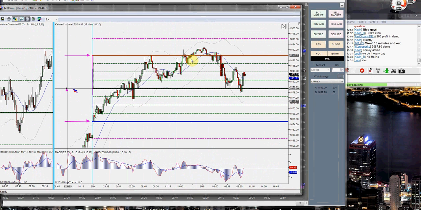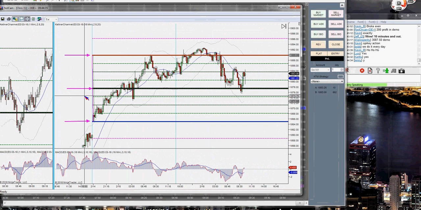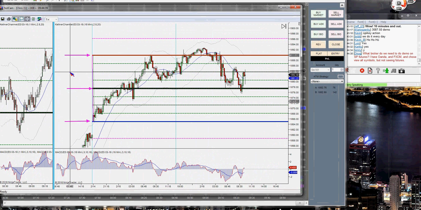I do this every day. I take the high and low, and I put a 50% line right there. We put the 50% line. Then I put a 25, a 50, I put a 75% line.